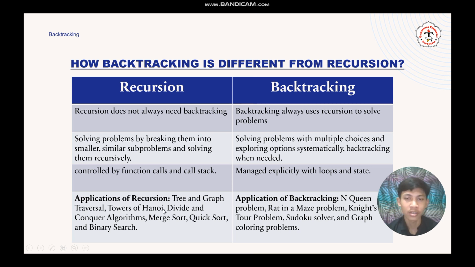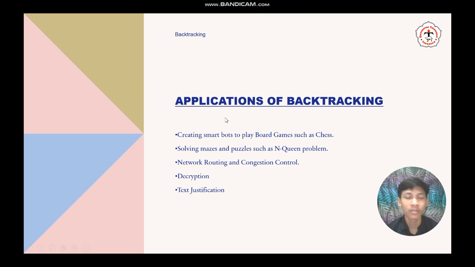Applications of recursion: tree and graph traversal, Towers of Hanoi, and divide and conquer algorithms such as merge sort, quicksort, and binary search. Applications of backtracking: N-Queens problem, rat in a maze problem, knight's tour problem, Sudoku solver, and graph coloring problems. Next, applications of backtracking. First, creating smart bots to play board games such as chess, and solving mazes and puzzles such as the N-Queens problem. And next, network routing and congestion control, and decryption.